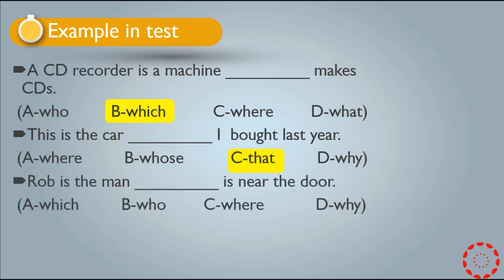And Rob is the man near the door. Who is near the door? So you have to be careful about whether it is a man, a person, or a thing.